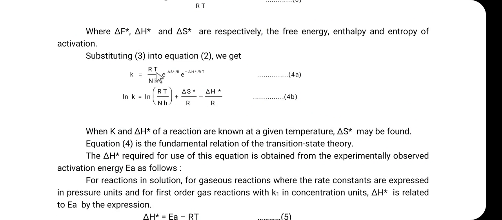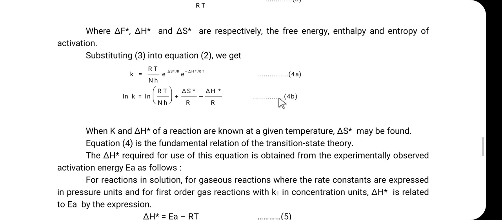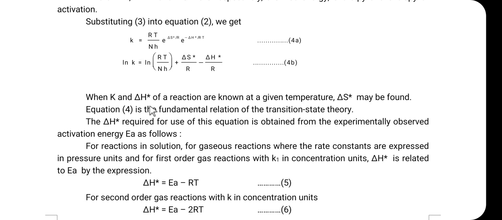So, k equals RT divided by Nh, e raised to delta S star divided by R, into e raised to minus delta H star divided by RT. This is equation 4a. This can be rearranged as ln k equals ln RT divided by Nh plus delta S star divided by R minus delta H star divided by RT. This is 4b. Where k and delta H star of the reaction are known at a given temperature, delta S star may be found. Equation 4 is the fundamental relation of the transition state theory.